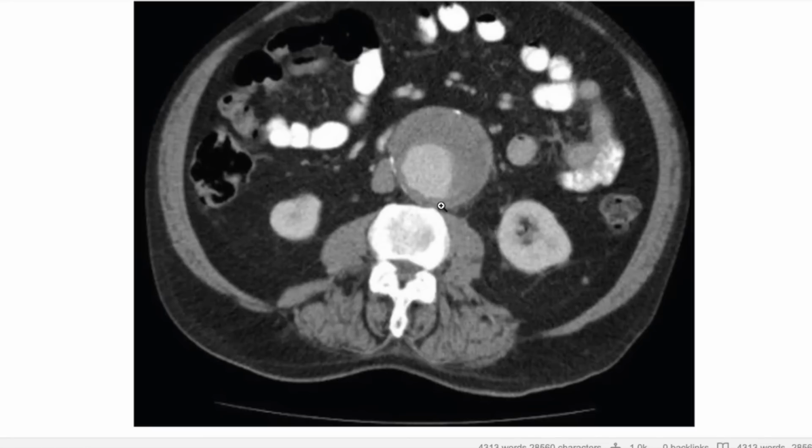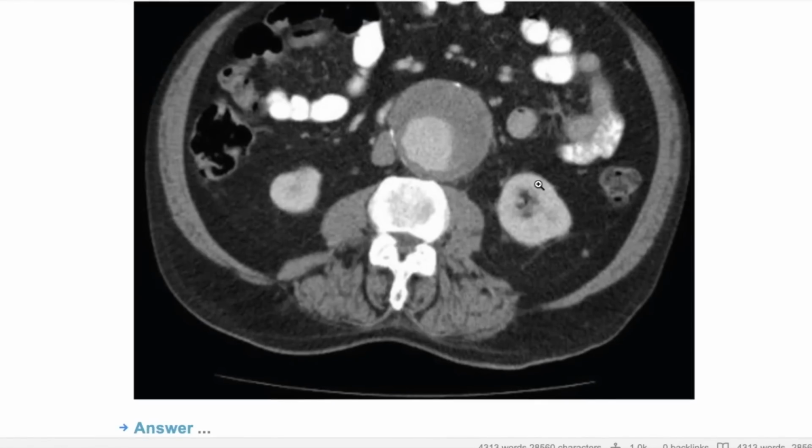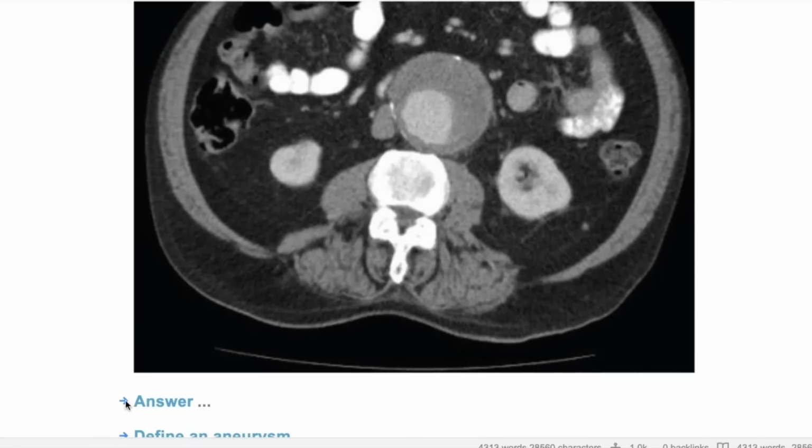Aortic aneurysm. Okay, so if you can see here, this is the abdominal aorta, and it's very dilated, and there is sort of extravascular blood in here as well. So it looks like an abdominal aortic aneurysm, and it is an infrarenal because you have the kidney here. So the blood supply to the kidney has gone off already.